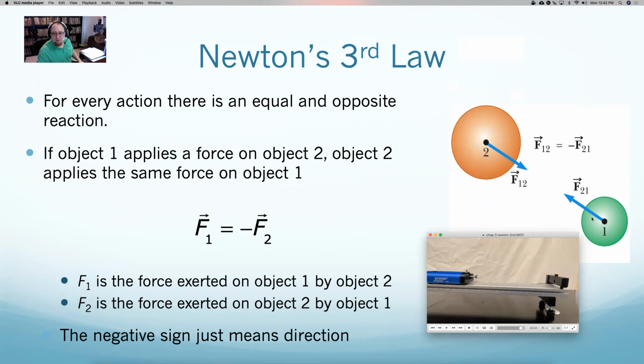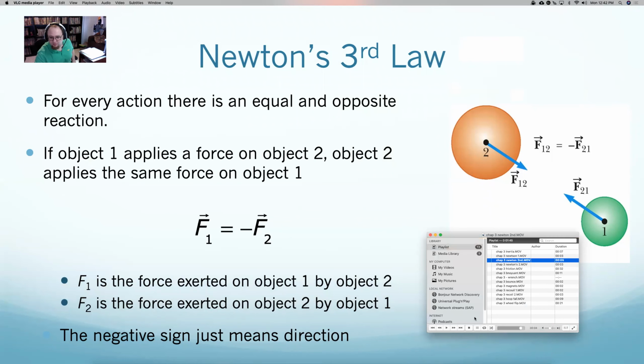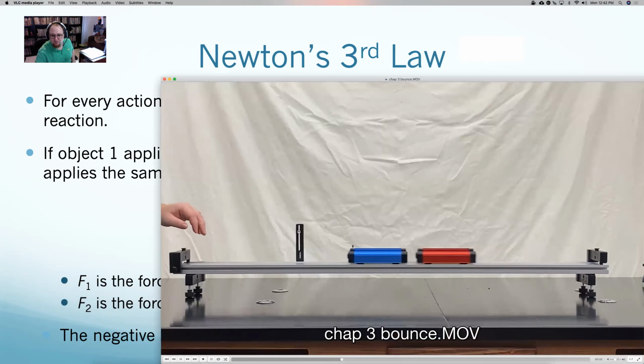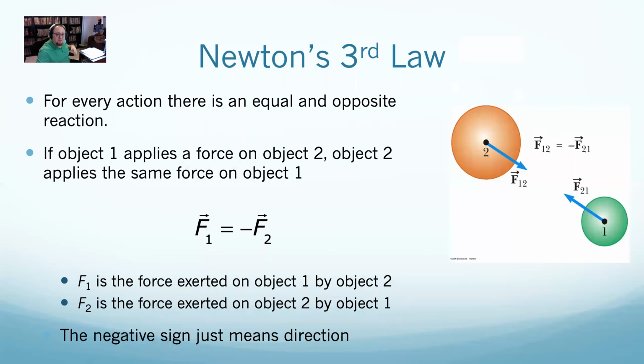If I have two things that interact, and I can go back to this video I showed earlier, if this blue ball applies a force to the red ball, the red ball applies the exact same force to the blue ball in the opposite direction. The blue ball pushes on the red ball with a force to the right. I'll call it F1. That means the red ball applies a force to the blue ball to the left with the exact same magnitude, just in the opposite direction.